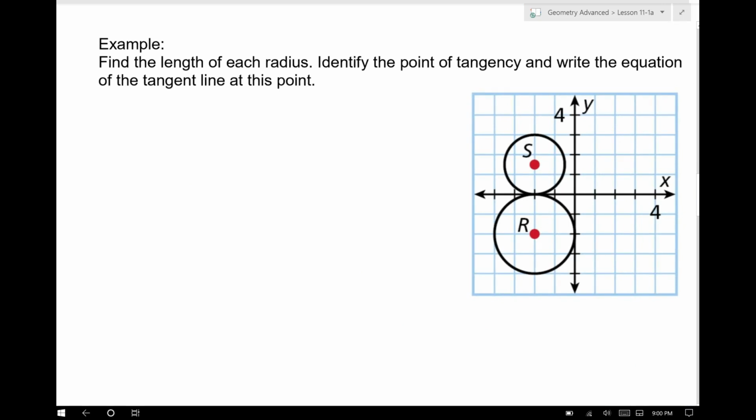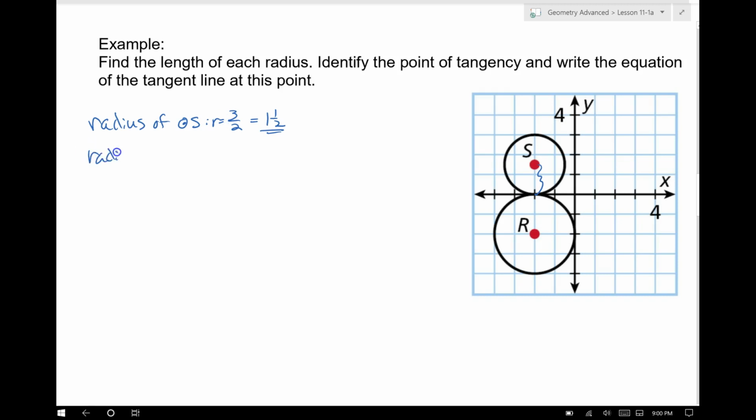It says, find the length of each radius, identify the point of tangency, and write the equation of the tangent line at this point. I can't read. All right, so find the length of each radius. So guys, what's the length of our radius right here? The radius of circle S, what's its length? Yeah, that's going to be 3/2, or we could say 1.5, correct? So that's the length of the radius for circle S.